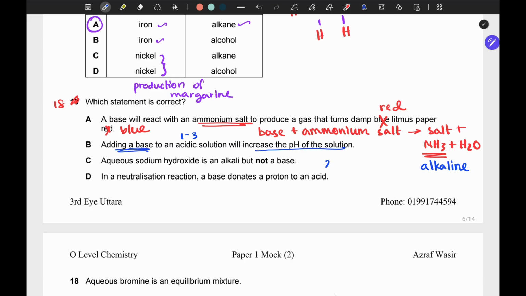Even then, the pH, let's say if we started at 2, will definitely increase to a new number because of the addition of bases, because bases have a high pH compared to our acids. So that is why B makes sense. It could be correct. Let's look at the other options.